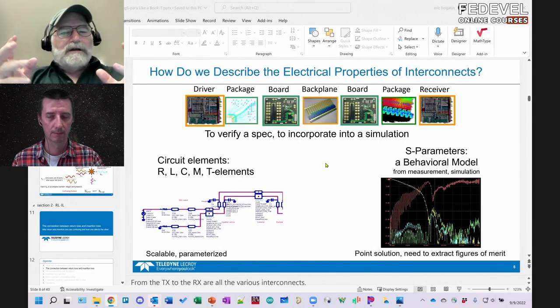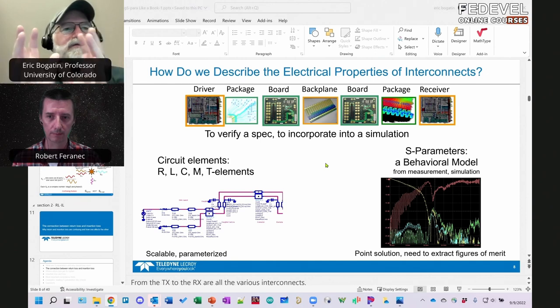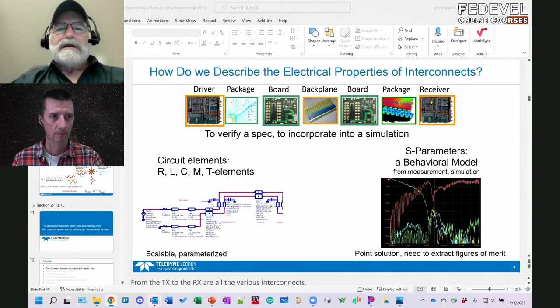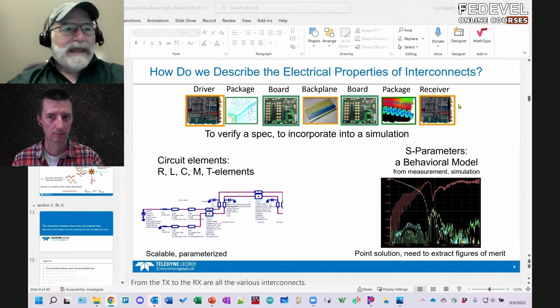You know, we have kind of three different worlds. We have the real world of the physical thing that we're talking about. And here I have an example of a serial link path. You get drivers on the chip, you get the package, you get the boards, you get the backplanes, you get connectors, you get the rest of it, and then you get the receiver. That's a whole serial link as an example. That's the real physical thing. And we want to know, how does that behave?